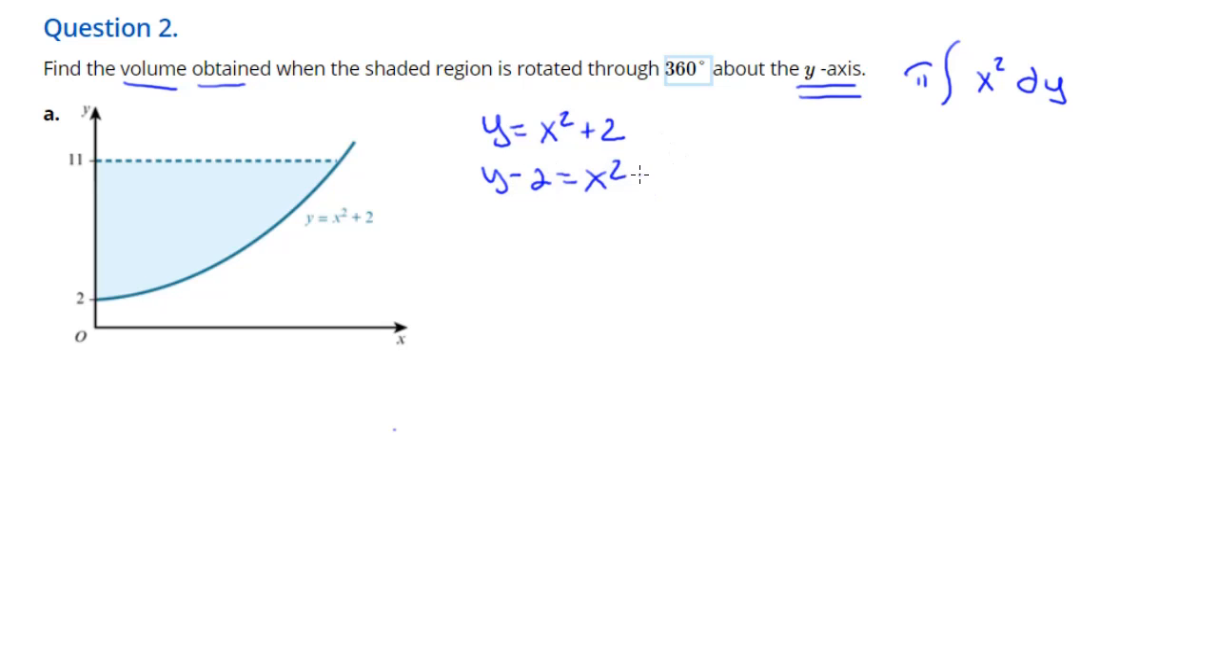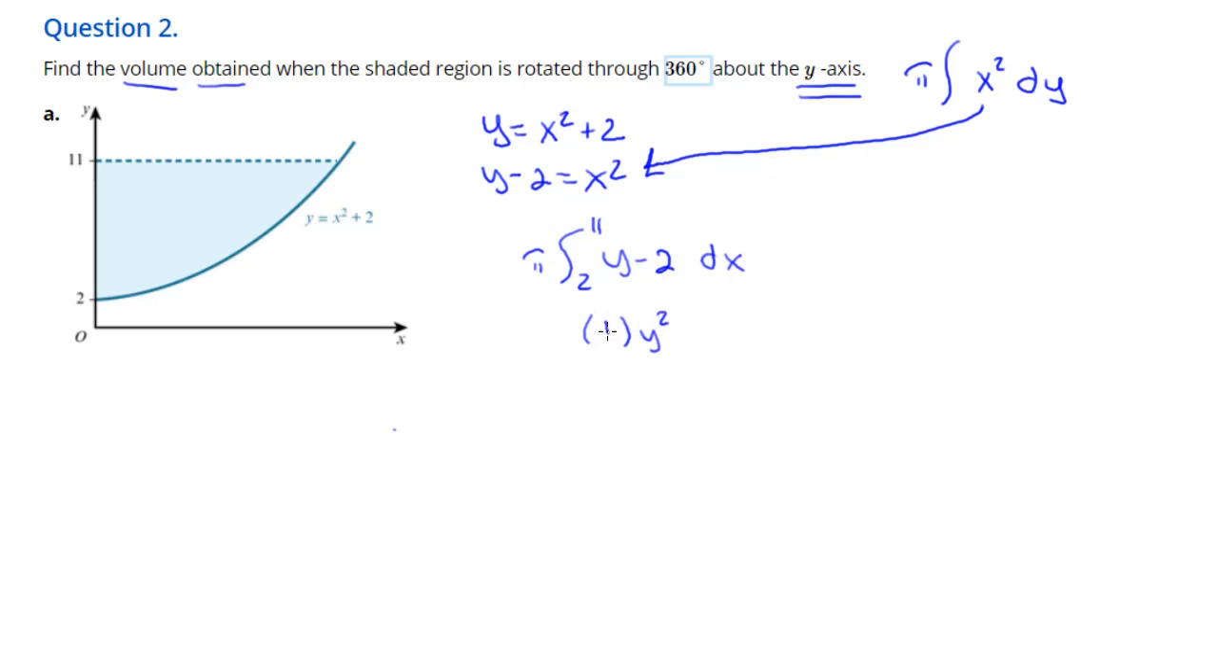Well, you'll notice when I start to get x by itself, I get x squared. I know what x squared is equal to. So what I'm going to have to do is square x. So I'm going to put y minus 2 in there because that's what x squared is equal to. And then remember, this is in terms of y. Why did I write x? It should be in terms of y. And then I'm going to do the boundaries 11 and 2.